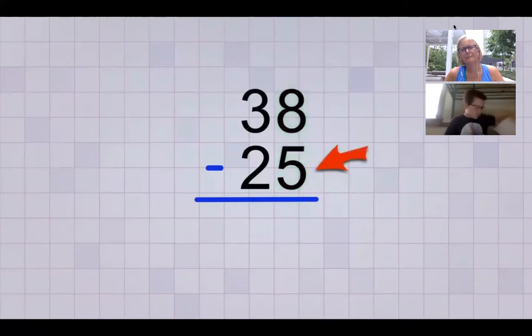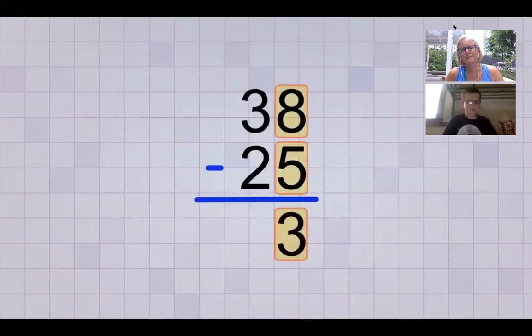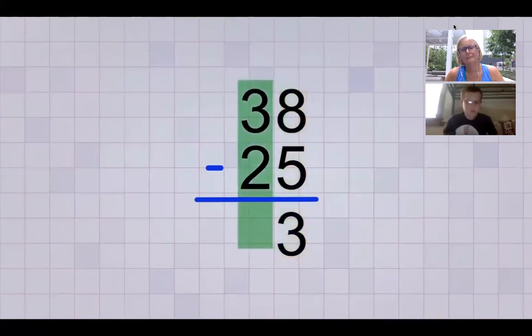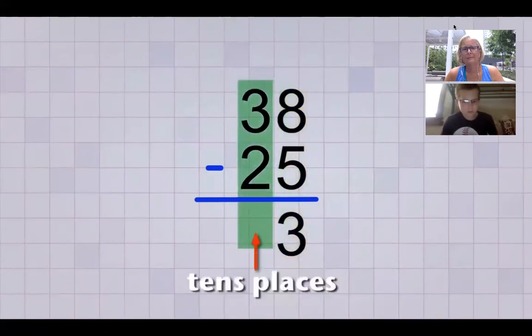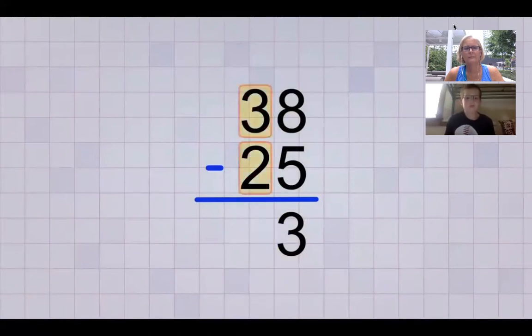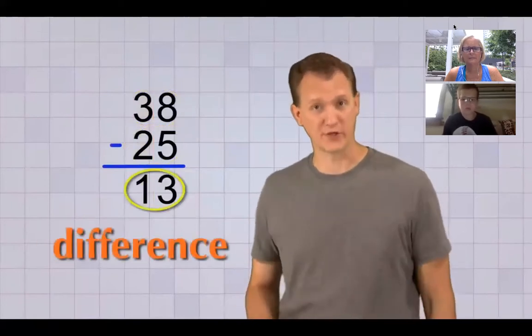Here we subtract the bottom number from the top. 8 minus 5 equals 3. So the 3 goes in the ones place of our answer. Now we move to the next place column to the left, the tens place. There we have 3 minus 2, which is 1. There, we just subtracted 25 from 38 and found out that the difference is 13.